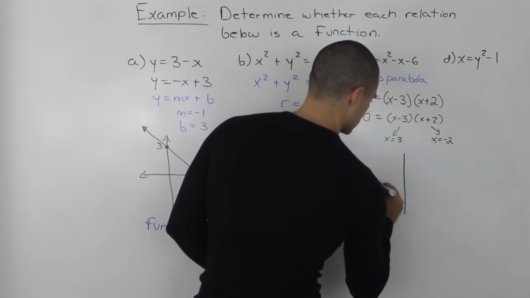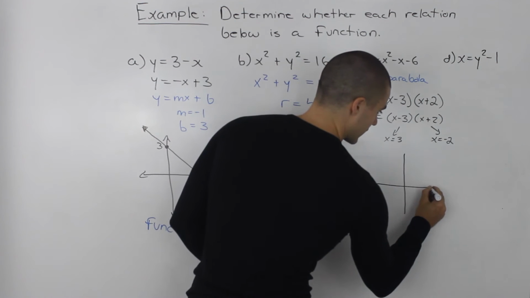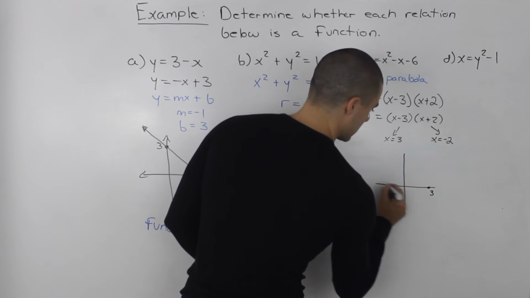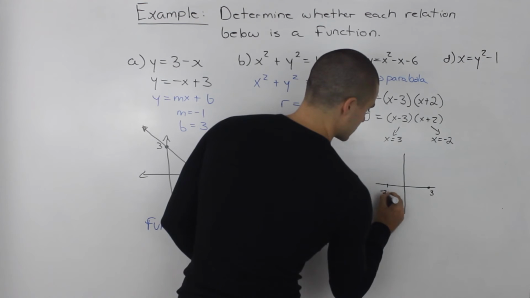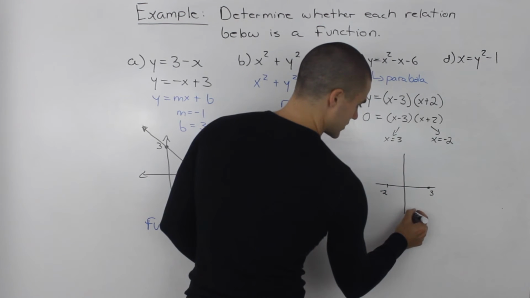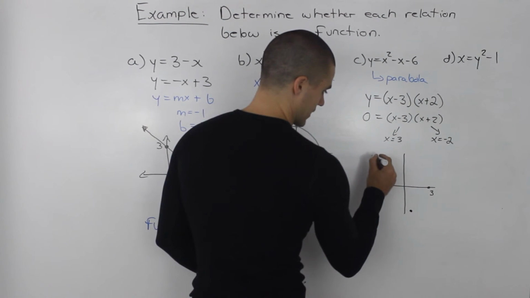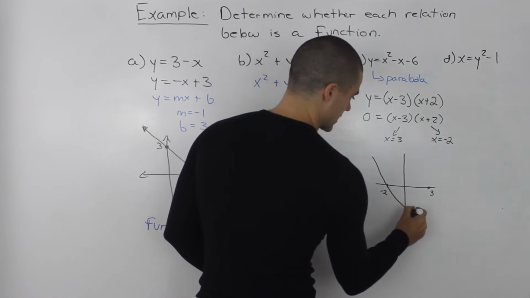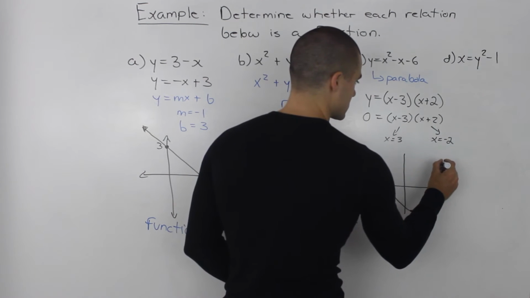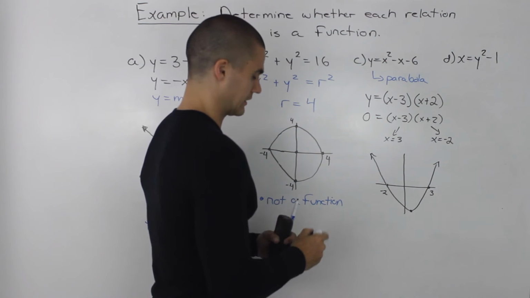So roughly graphing this, we would have an x-intercept of 3 and an x-intercept of negative 2. So we know the vertex would be somewhere down here. I don't know the exact point of it, but we're just making a rough sketch, so no need to get into too many details. So the parabola would look something like this.